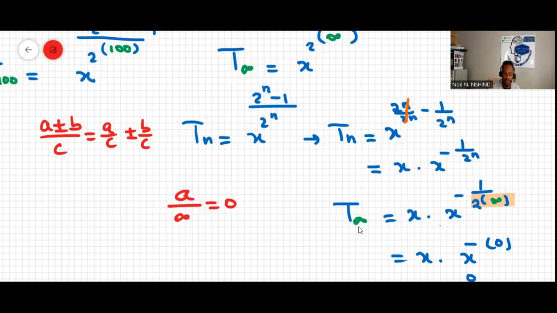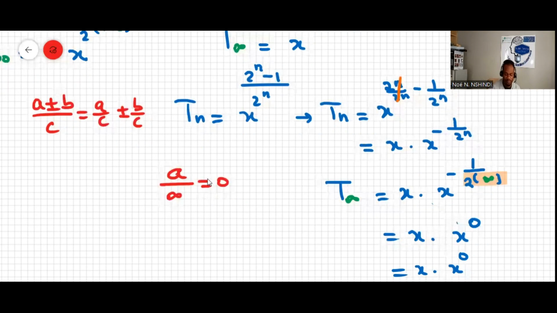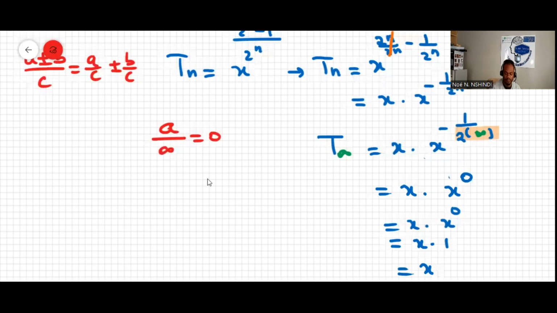So when I substitute infinity there, 2 to the power of infinity is infinity. So we have -1 over infinity, which is 0. I don't really need to write the negative sign here. It's going to be -1 over infinity, which is 0. And then x to the power of 0 is just 1. This is just 1. And then x times 1 is x.